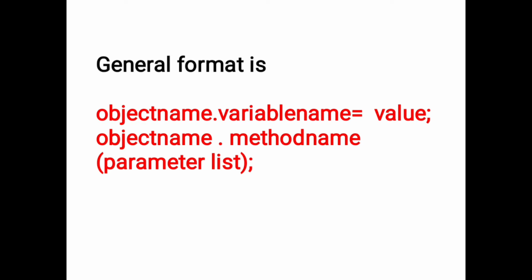Syntax of the object for accessing the variables and methods. First, when accessing a variable from one class in another class, write object name dot variable name is equal to value. Or if we are accessing a method of one class from another class using the object, write object name dot method name, open close parenthesis, and in this parenthesis write the parameter list and semicolon.